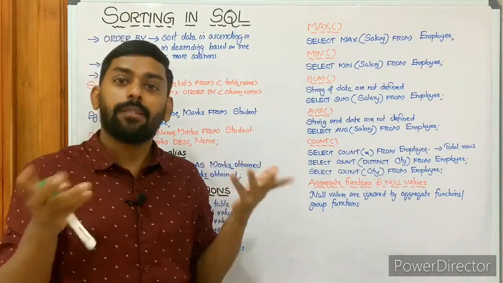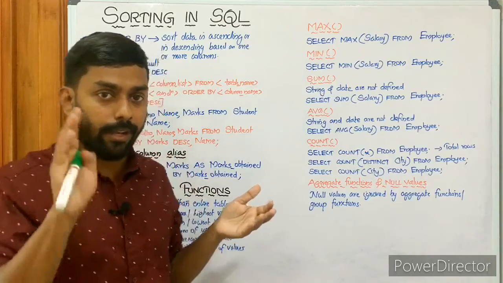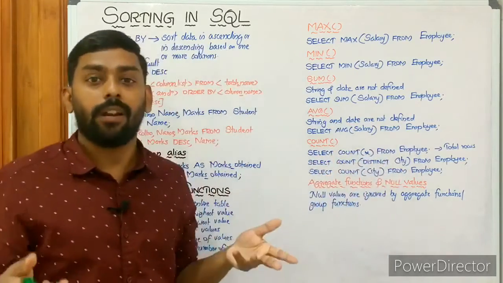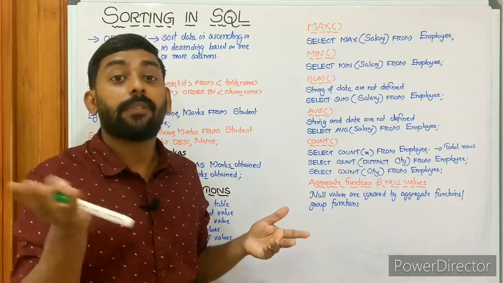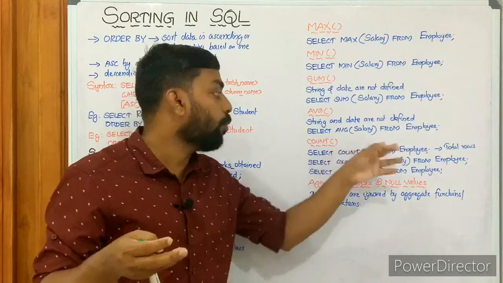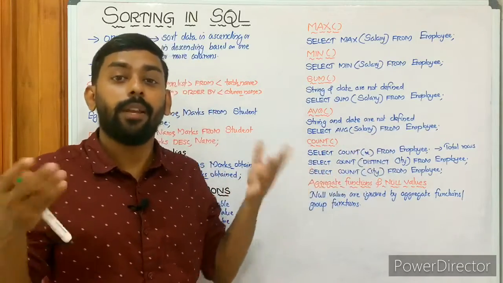Okay, star means all, we know, all records, right? Yes. Select count of star from employee. Total rows will be displayed. For example, we have 30 rows, right? We have 30 rows, and select count of star from employee. How many? What will be the value?